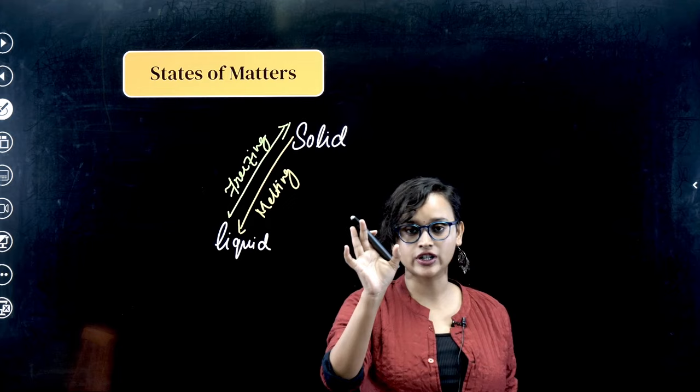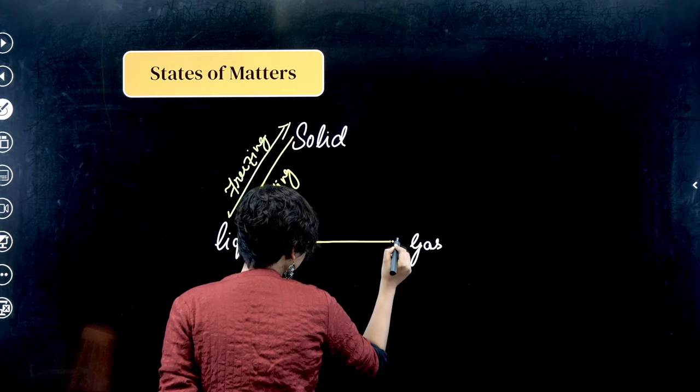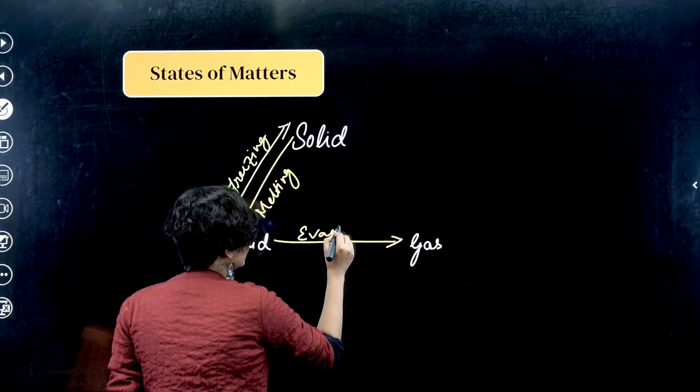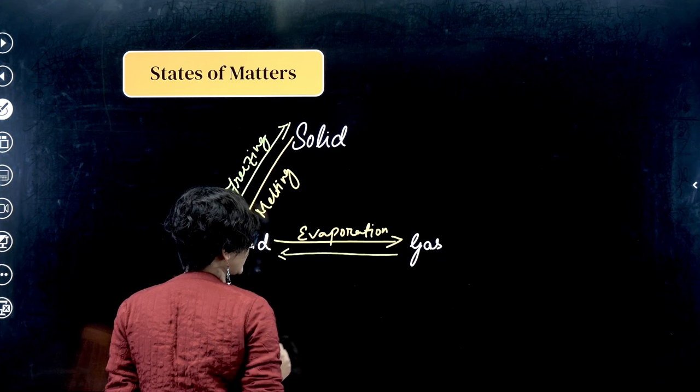Exactly, okay. Then, all right, let's come back here. Now, if I want to do liquid to gas, what do I do? Liquid to gas is known as, very simple, very easy, evaporation. Am I right? Yes. Okay. But if I want to convert gas to liquid, what do I call it? Condensation. Again, very simple, very easy, right?